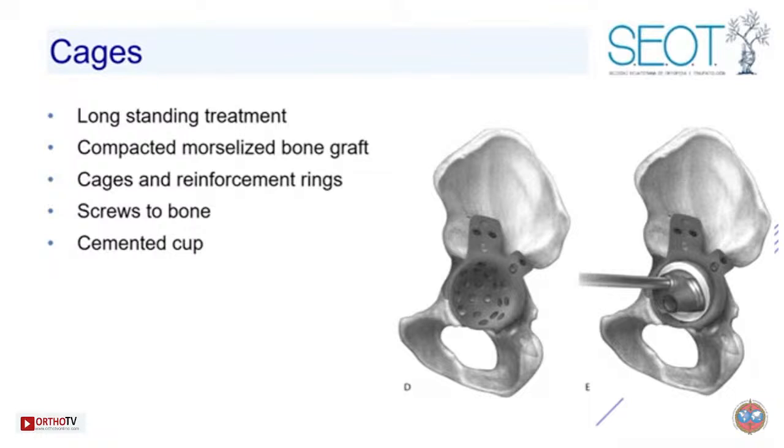Cages. Cages are also an old treatment. It has results from many years ago. You have to put some compact morcellized bone graft and then a cage or a reinforcement ring. And it's fixed with screws, and then you cement a liner inside the cap.